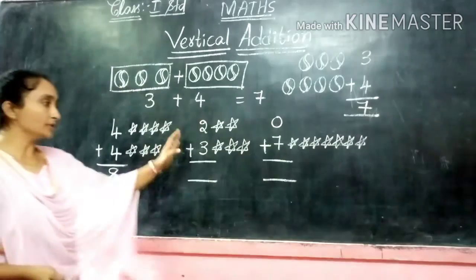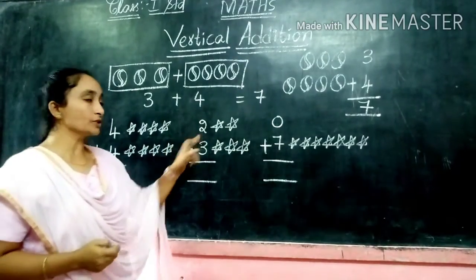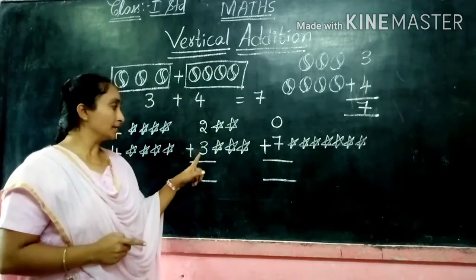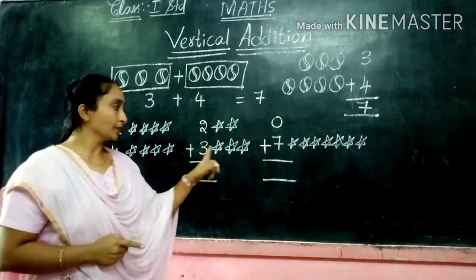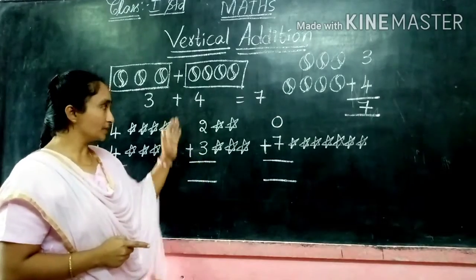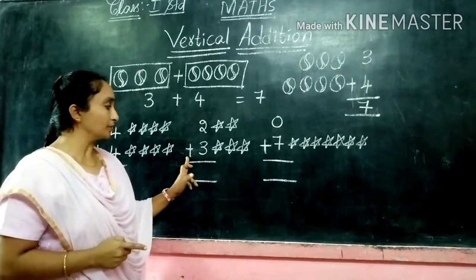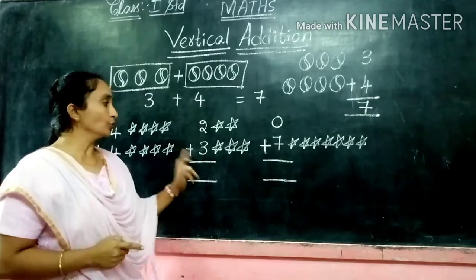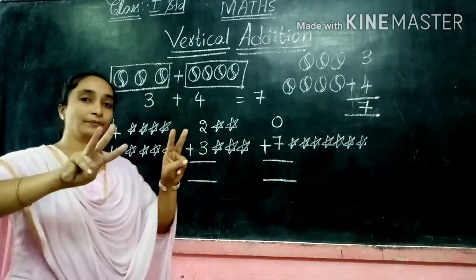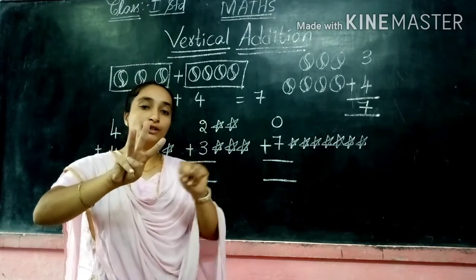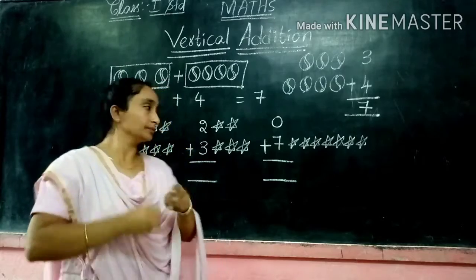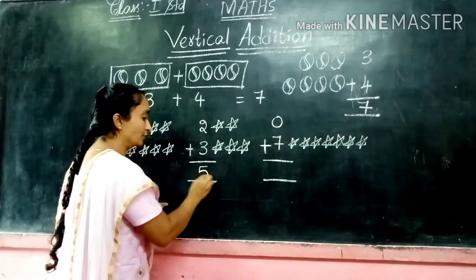8. Now see the another one. So here how much the number is? 2. I have kept the 2 stars there. And the second number is 3. 3 stars I have written there. So 2 plus 3. This is the vertical addition. Here I have kept the symbol plus also. So 2 plus 3. Total how much, children? 2 plus 3. So how much? 2, after 2, 3, 4, 5. So here I can write 5.